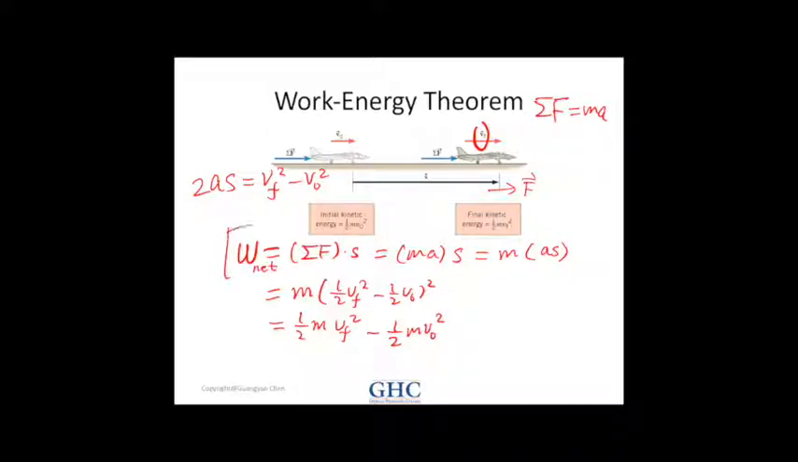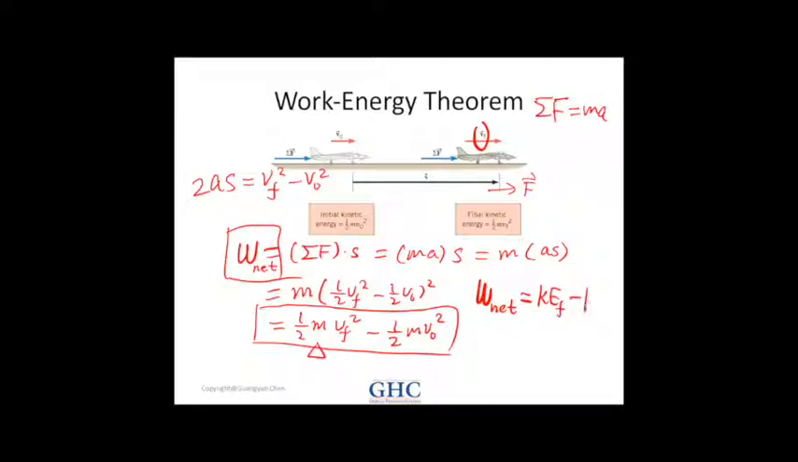Now we find the relation between the net work done on the airplane and its changing kinetic energy. The net work done on the airplane equals its final kinetic energy subtract its initial kinetic energy. So the work done by the net force on the airplane equals the change of kinetic energy. This is called the work energy theorem.